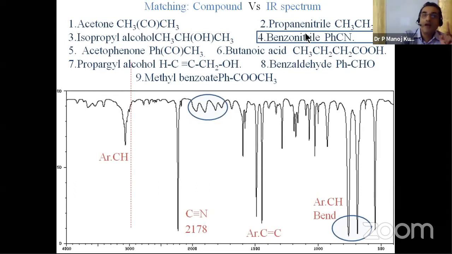Acetone, why you are not concluding? Because if it was acetone, you should have got a C double bond. So all those who answered acetone, it is very good that you attempted, but it will be better if you know the reason why it is not so, so that you can avoid it the next time.